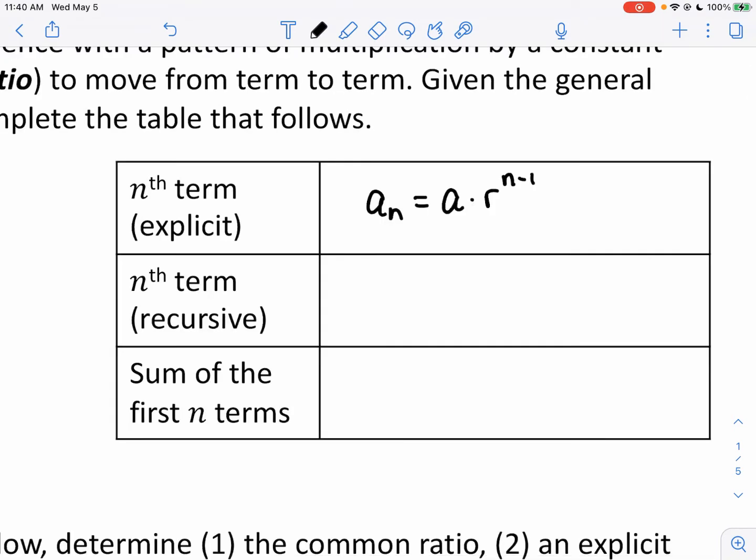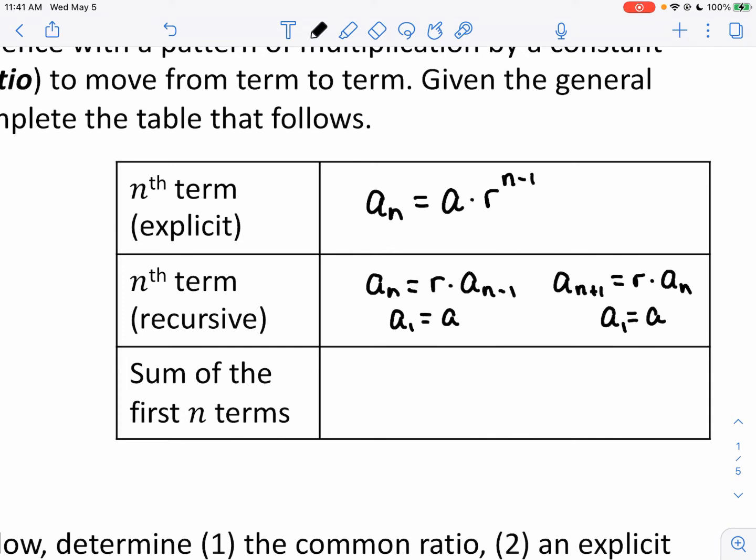And a recursive formula. Well, to go from term to term, we simply multiply the prior term by R to get the next term. So we have A sub n is equal to R times the prior term, which is A sub n minus 1. And of course, we need to specify what the first term is. It's A. You can also write this in the following way. A sub n plus 1 is equal to R times the previous term, which in this case would be A sub n. So both of these are saying the same thing. They establish the same relationship, and in both cases, A sub 1 is just A.